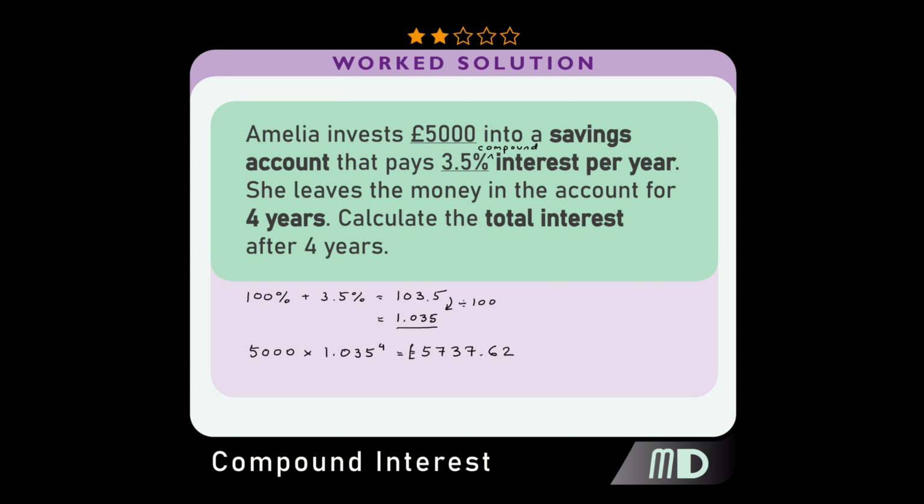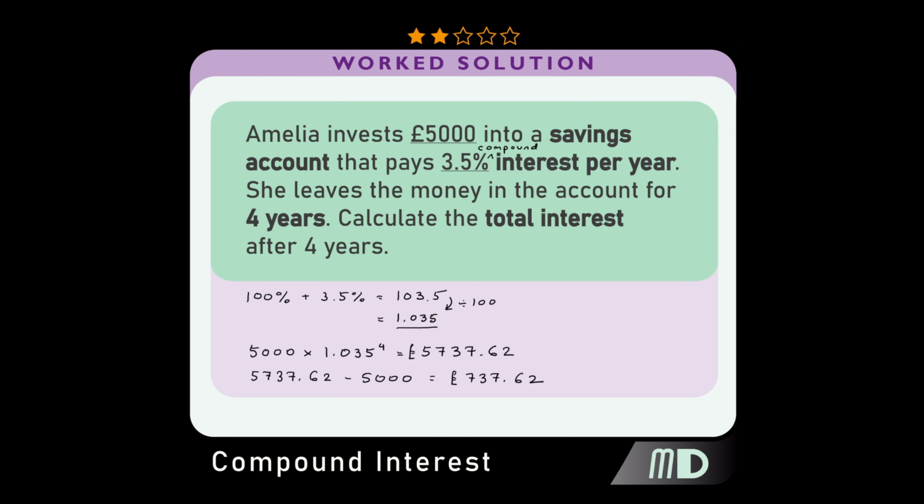The question tells us to calculate the total interest after 4 years. So we need to deduct the initial deposit of £5,000 from the total that we have just calculated after 4 years. So, £5,737.62 minus 5,000 is equal to £737.62.